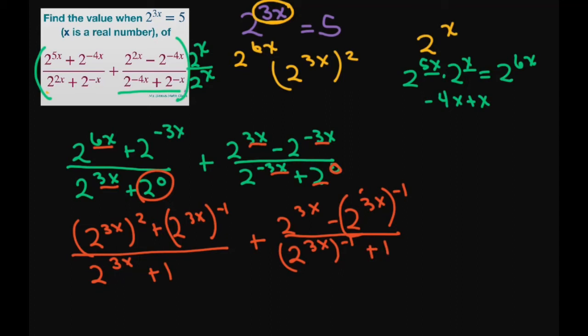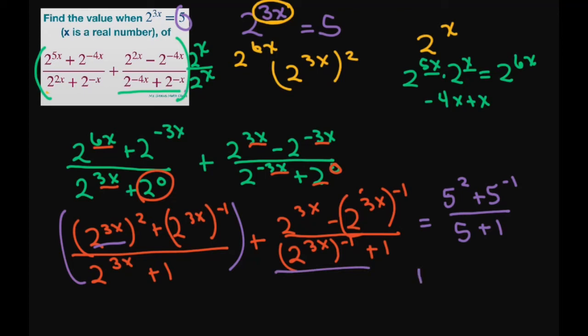Now, we know that 2 to the power of 3x equals 5, so let's substitute this in. This is going to give you 5 squared plus 5 to the power of negative 1, divided by 5 again plus 1. So that's this part. And then for this part, we have 5, minus 5 to the power of negative 1, and in the denominator, 5 to the power of negative 1 plus 1. And remember, 5 to the power of negative 1 equals 1/5. So let's go ahead and finish this up.